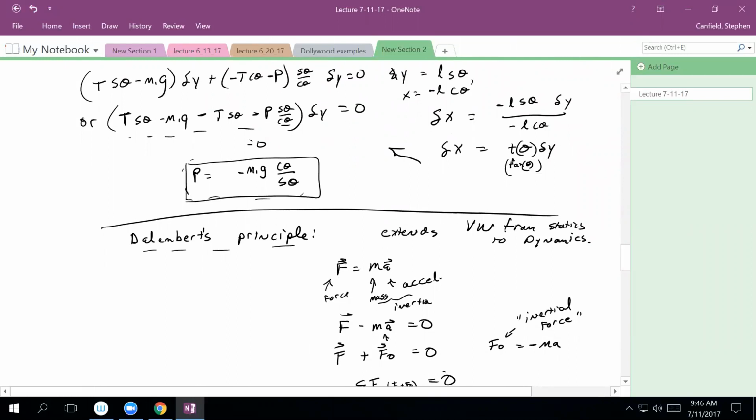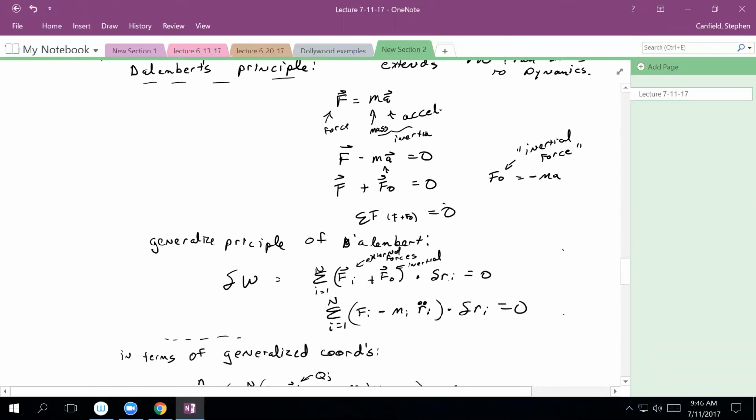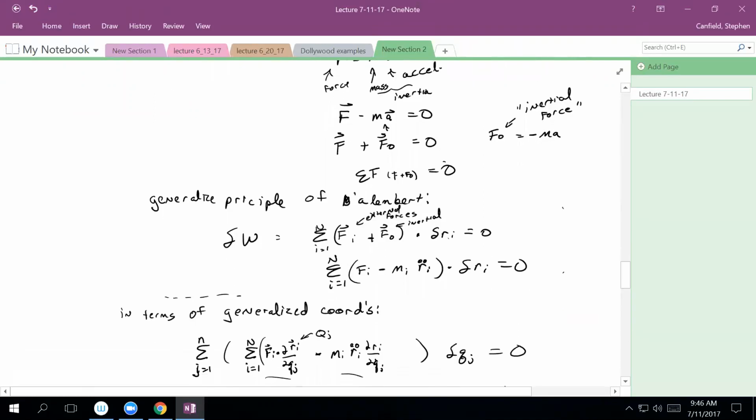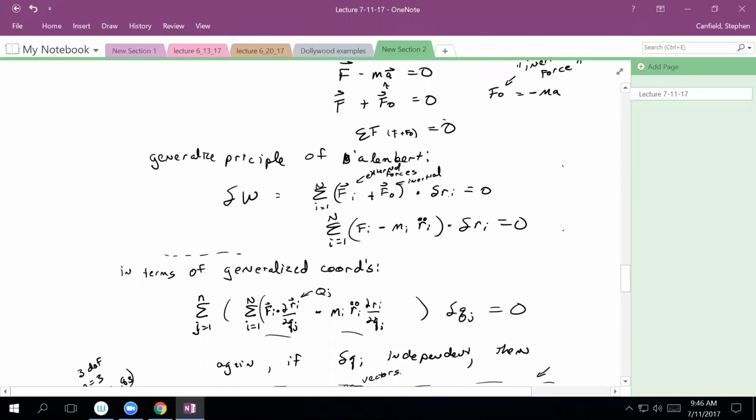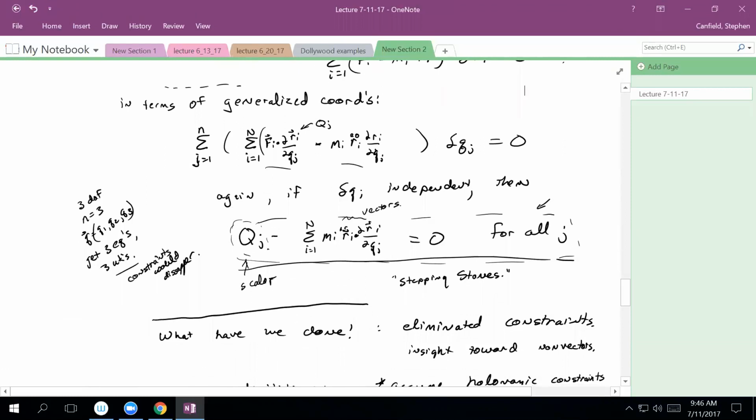Second step, D'Alembert's principle. That extends virtual work from statics to dynamics, and he simply said, well, let's let the MA look like an inertial force, make it negative, move to the left-hand side, and that gave us the generalized principle of D'Alembert. Or if we write it in terms of generalized coordinates, it gave us this equation: the sum of Fi dotted with the partial of R with respect to QJ minus M sub I, R sub I double dot, partial of R with respect to QJ.